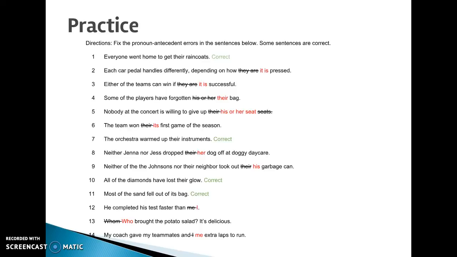The team won its first game. Team is a collective noun, and there's a single game, so we can use its. The orchestra warmed up their instruments. Collective noun orchestra, but we're referring to multiple parts of the collective noun, so we use their.